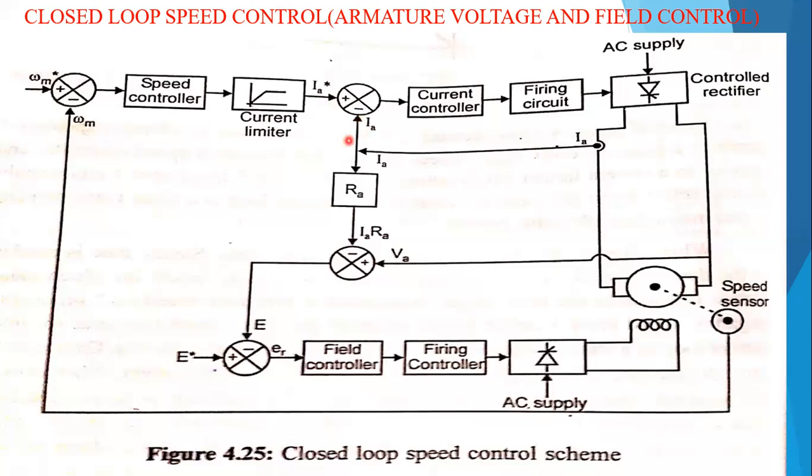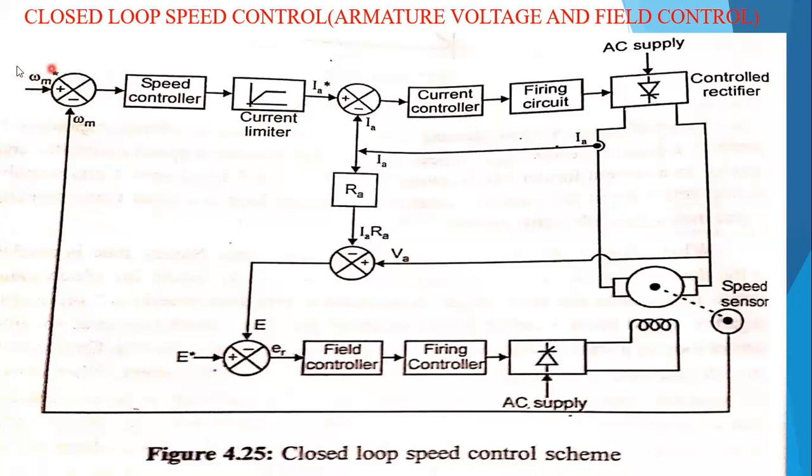So what happens for negative speed error? This is under below base speed only, the armature voltage control method. For negative speed error, omega m is higher than omega m star. That is, the reference speed is less than the actual speed, and that causes the negative speed error. So the current limiter sets here.